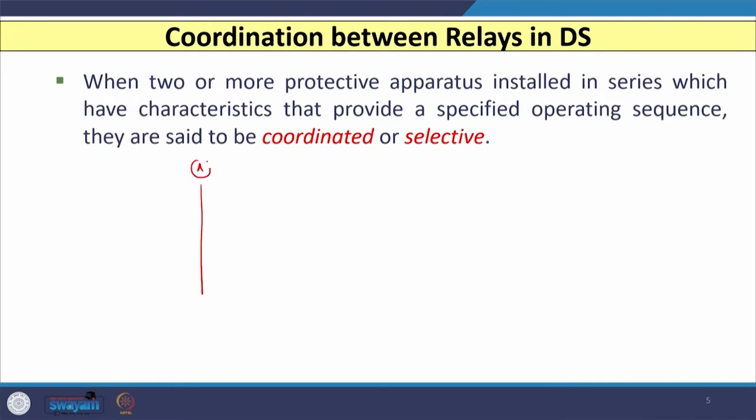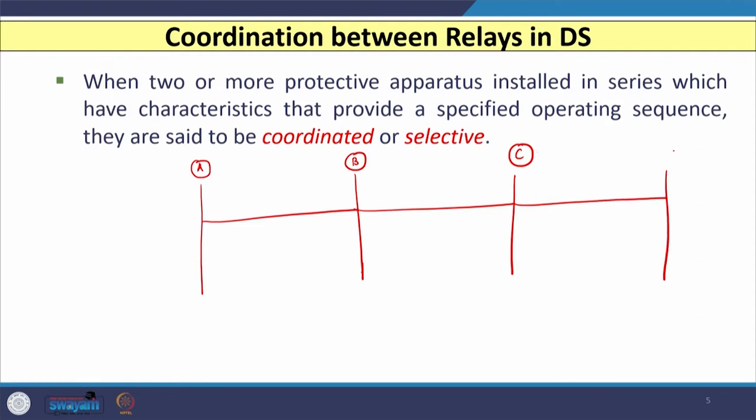Let us say we have a bus A, then we have one distribution feeder which is connected between bus A and bus B, and another feeder which is connected between B and C, and then another feeder which is connected between C and D. So, this is my section 1, section 2 and section 3; three sections of the distribution feeder are available, and the source is maybe on one side and loads are connected at different buses.